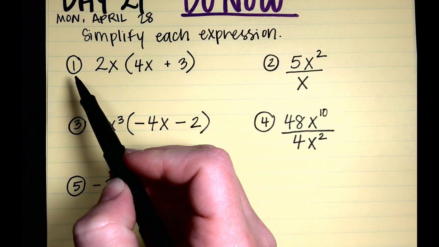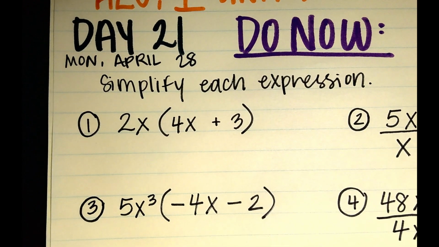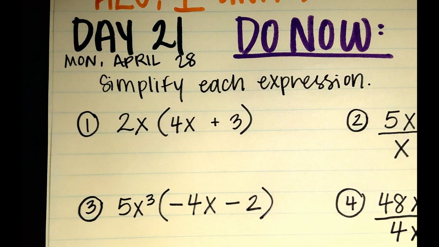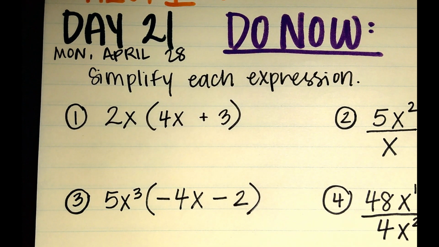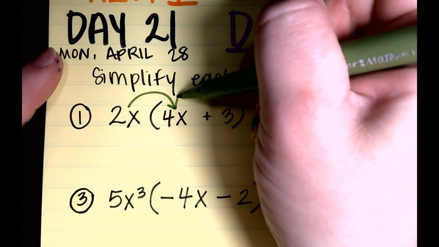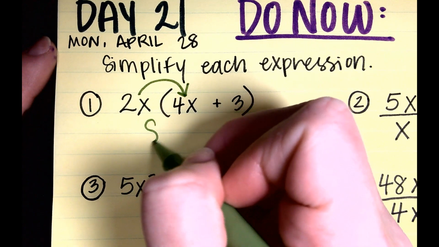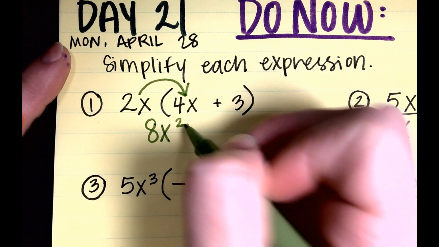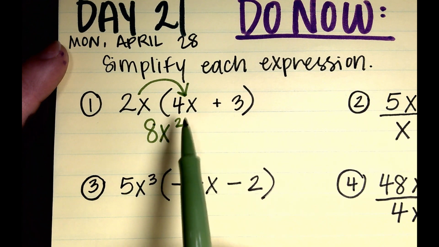So let's start with number 1. I have 2x, and then beside it in parentheses, 4x plus 3. What operation will we need to use to simplify this? Distribution, multiplication, absolutely. So, what am I multiplying first? 2x times 4x. Good. 2x times 4x, which gives us what? 8x squared. 2 times 4 is 8. x times x is x squared.